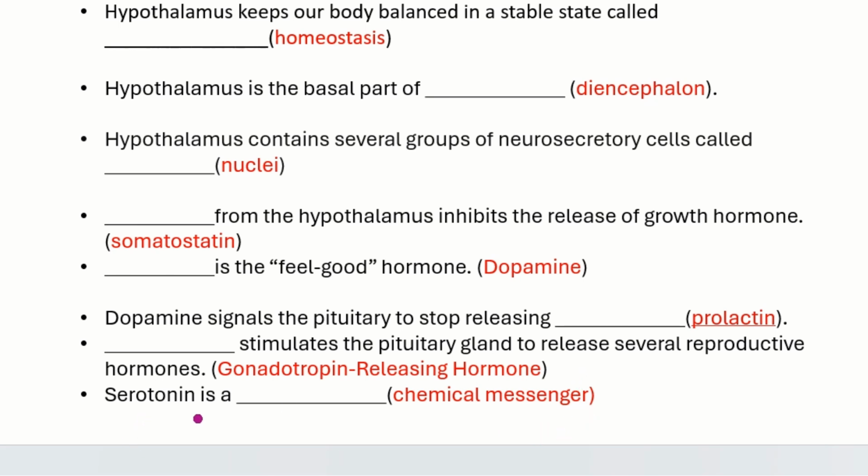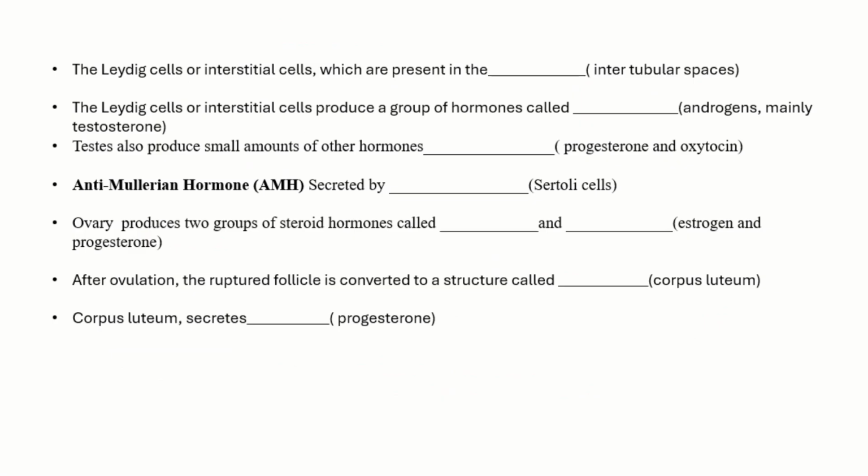Next, serotonin is a dash. What is that? Almost all answered. Chemical messenger. Next one, we have recently seen all these questions, so you can answer very quickly, I think. The Leydig cells are interstitial cells which are present in the dash. Very good. Almost all answered. It is the intertubular spaces. It is very easy, isn't it?